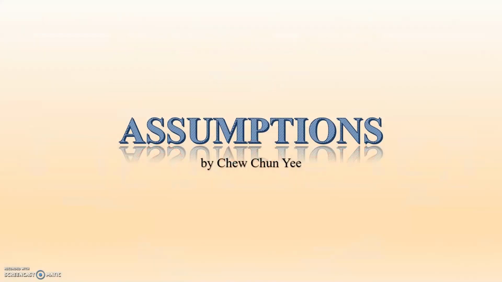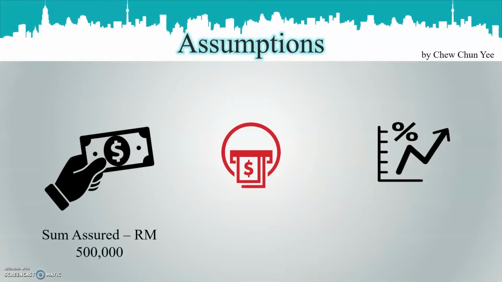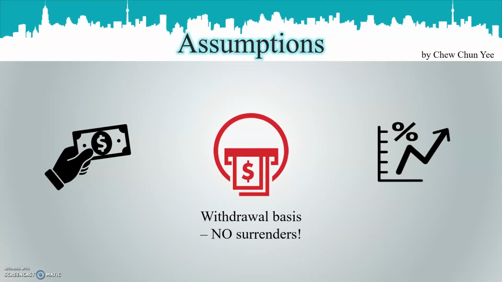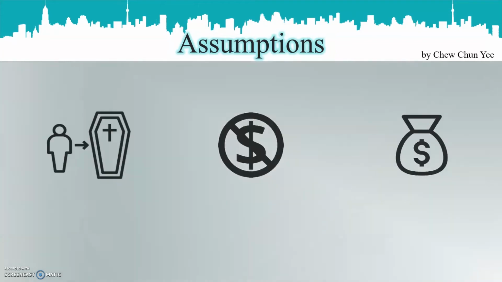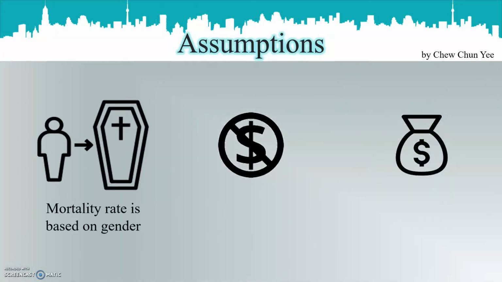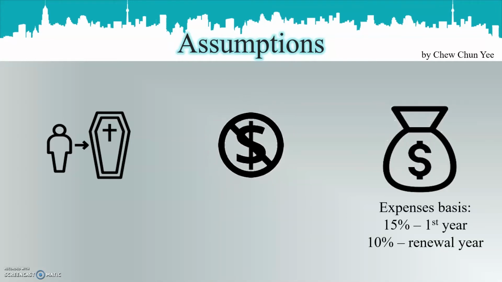Next, we move on to our assumptions. We have 6 assumptions used in the assignment. First, we fix our sum assured to be 500,000 ringgit Malaysia and assume that there are no surrenders during the policy life. The interest rate is also fixed at 6% per annum. Moving on, the mortality rate for both female and male follows the mortality table given in the Excel file. To calculate our annual gross premium, we need to assume the expected loss is equivalent to 0, and the expenses will be 15% for the first year and 10% for every renewal year. Now, Ling will take over my part to continue with the formulas.